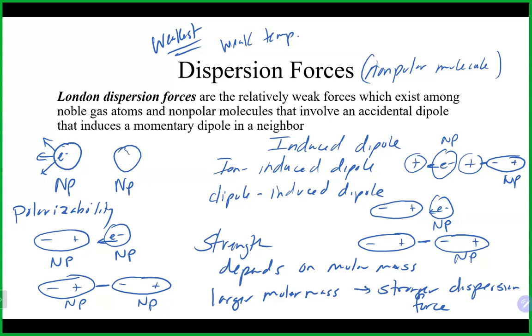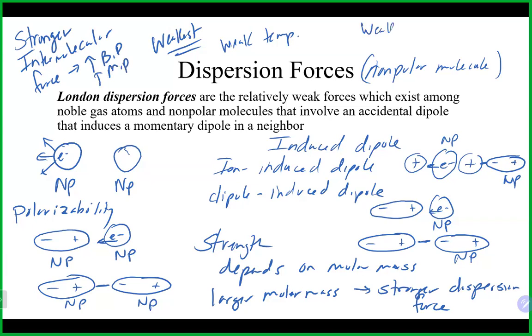So, as I talked about before, intermolecular forces affect things like boiling points and melting points. So, the stronger the intermolecular force, usually it is the higher boiling point, melting point that you have. And obviously vice versa, the weaker the intermolecular force, the lower the boiling point, the lower the melting point that you would have for a particular substance.